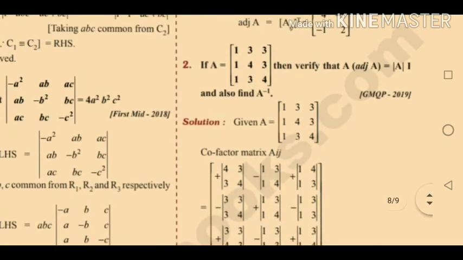That is, A into I, where I is nothing but 1 0 0 0 0 1 1 0 0 1. So if you multiply these things, you are getting A inverse. After that we are going to see the next question.